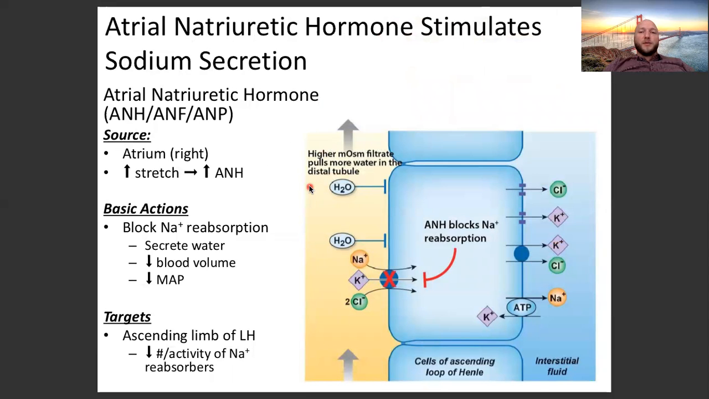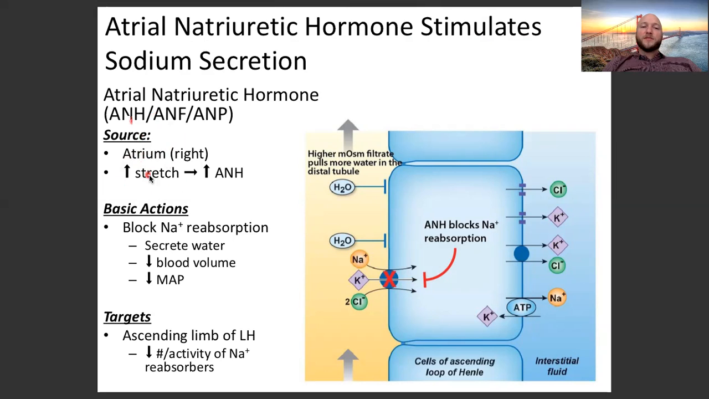Atrial natriuretic hormone stimulates sodium secretion. The three hormones we've talked about up to this point all help maintain blood pressure. This hormone is going to help decrease blood pressure. Atrial natriuretic hormone, ANH, is also called ANF, atrial natriuretic factor, or ANP, atrial natriuretic peptide. So hormone, factor, peptide. Source: well, atrial, it comes from the right atrium.